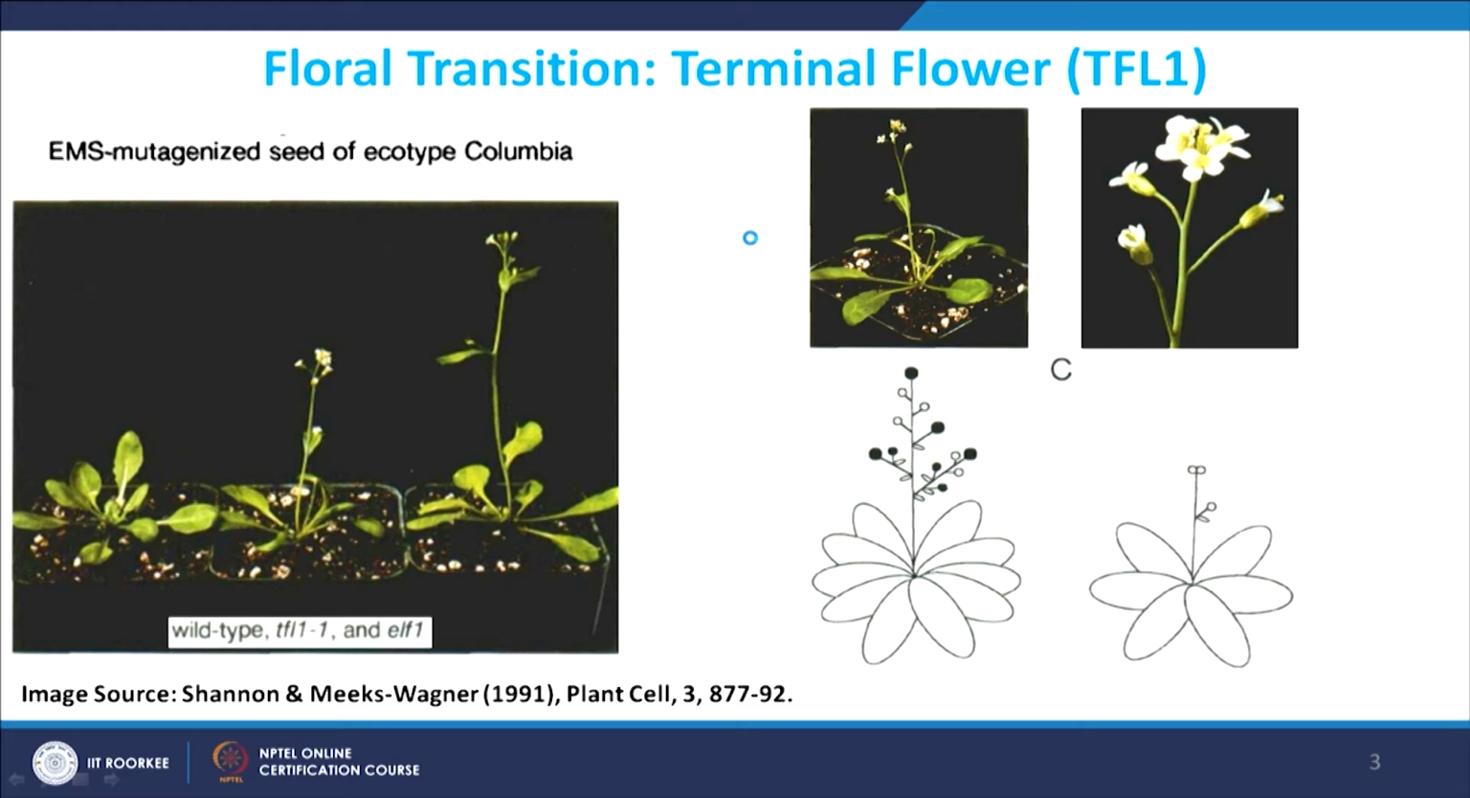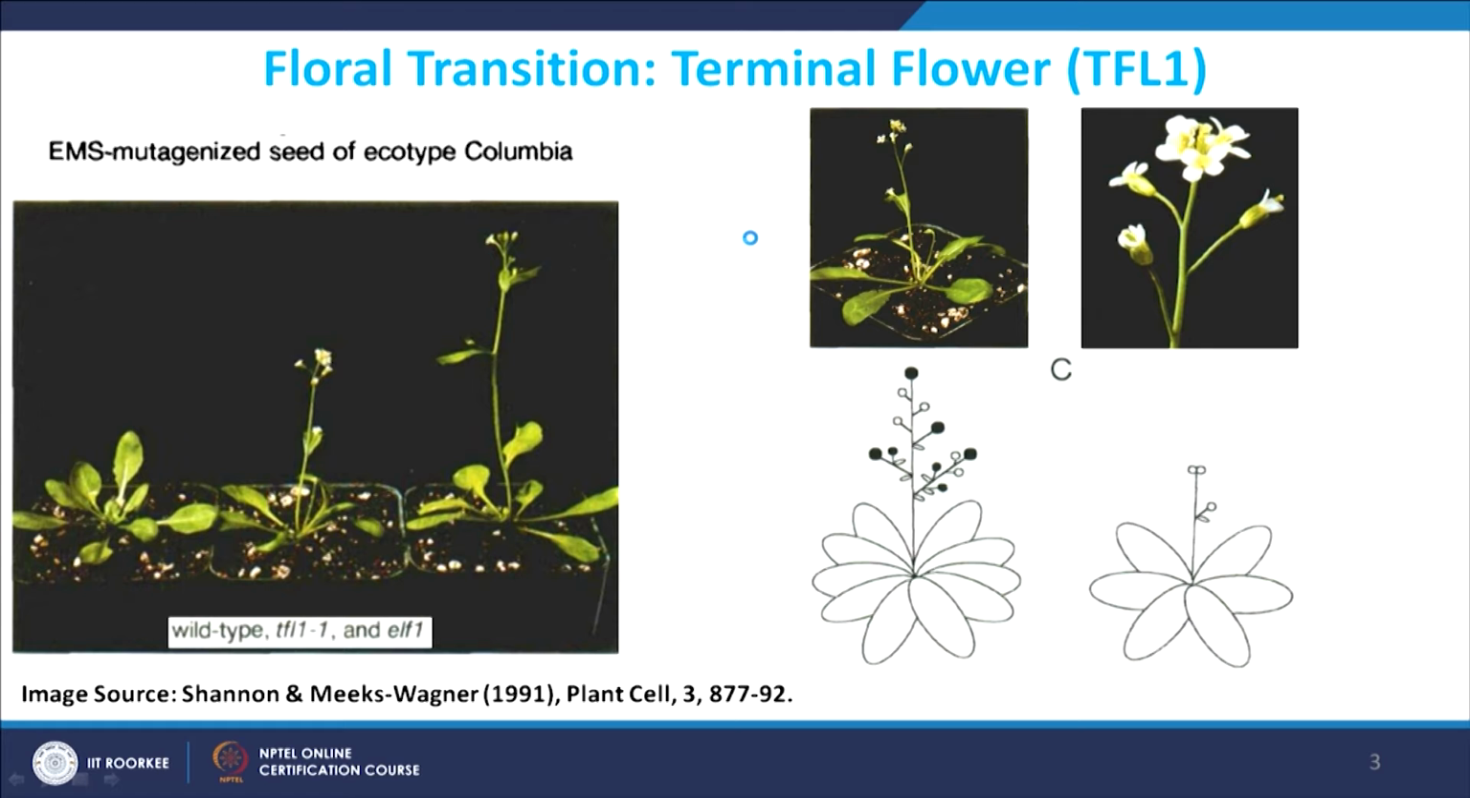So, in today's class we are going to discuss how this transition occurs, what are the genetic and environmental factors which regulate the timing of the transition, and once this transition has been ensured, how a special organ, the flower, with a special structure and with special organs like sepals, petals, stamens and carpels, is developed.